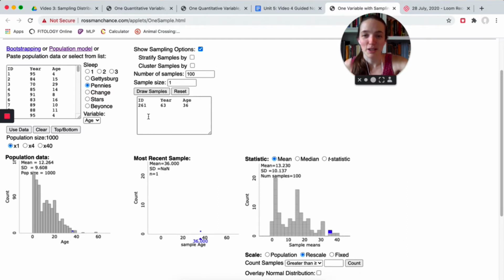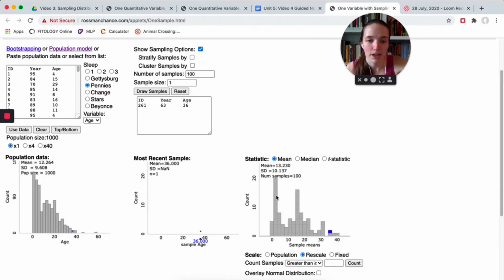This shows you that most recent sample. So it took 100. This is showing you the most recent. In this sample of 1, you got a penny that was 36 years old. This shows the most recent sample in a graph. It's a very interesting graph. There's 1 point. And then this shows all 100 samples, and it actually highlights the most recent one.